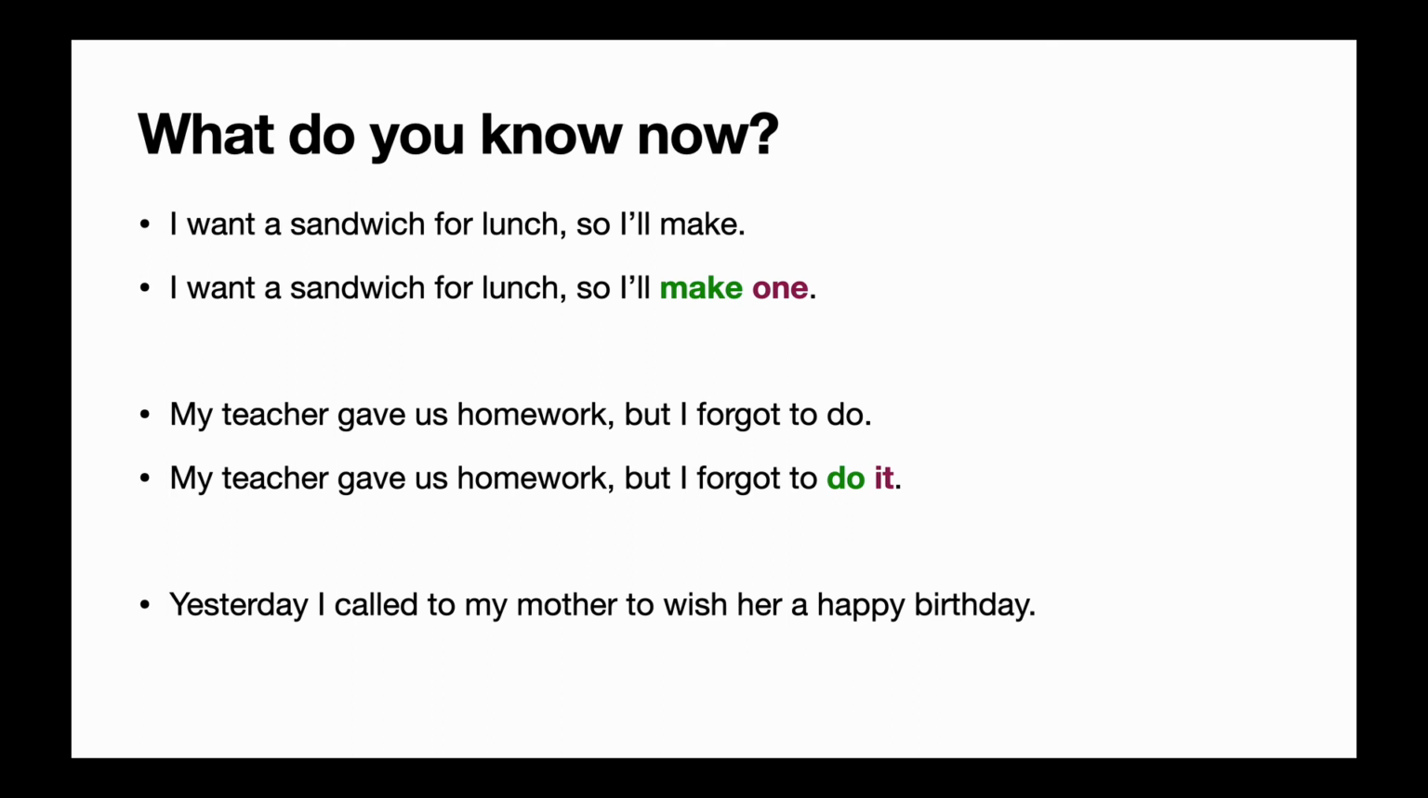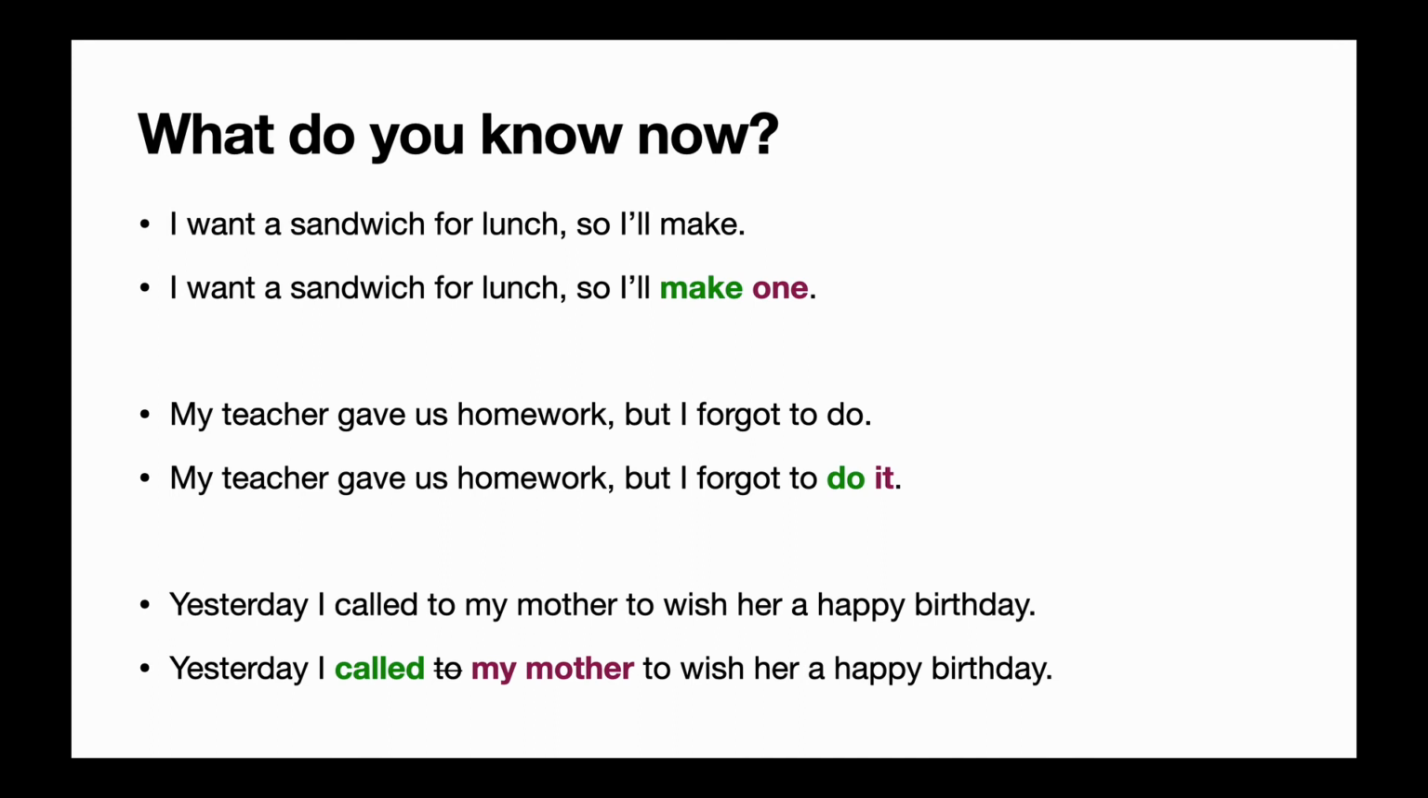Finally, we had the sentence, yesterday I called to my mother to wish her a happy birthday. This one is a little harder, but let's find the verb in this sentence. And we see that the verb is called. And it says, I called to my mother. We know that call, we need to call someone, but there is an extra word in here, that preposition. So we don't say I called to someone. We say I called my mother. I called her. We don't say I called to her. So to make this sentence correct, remove the preposition.